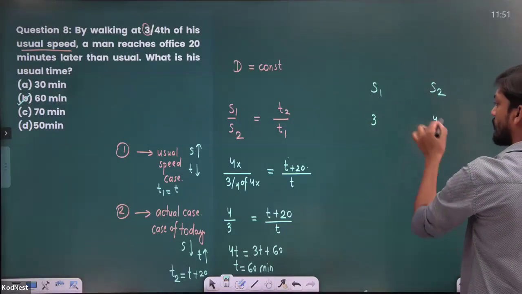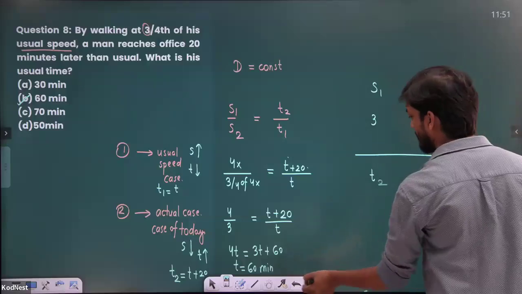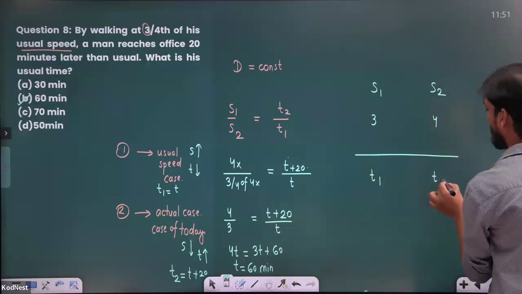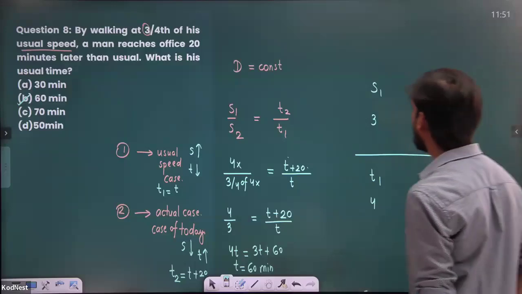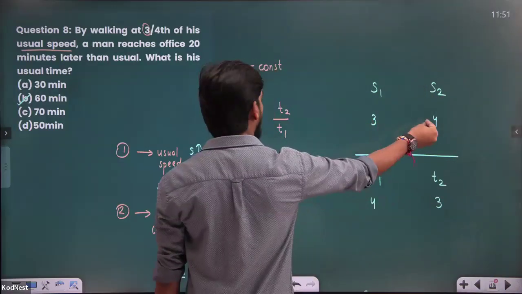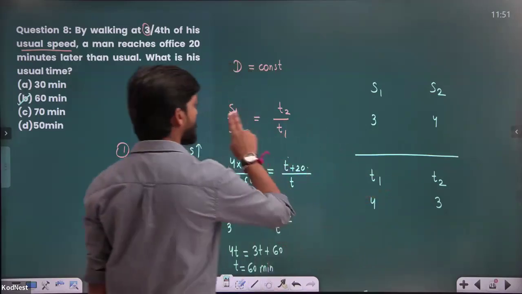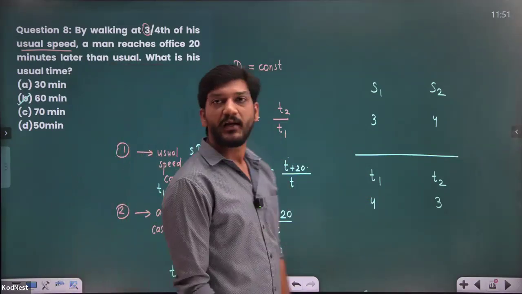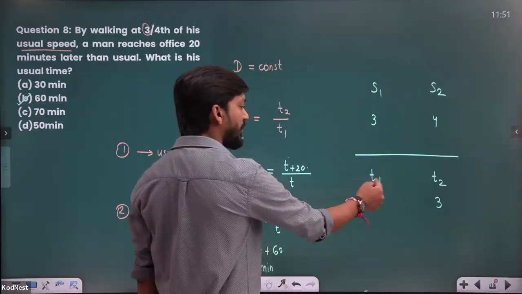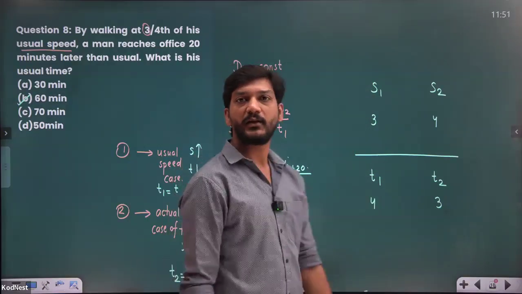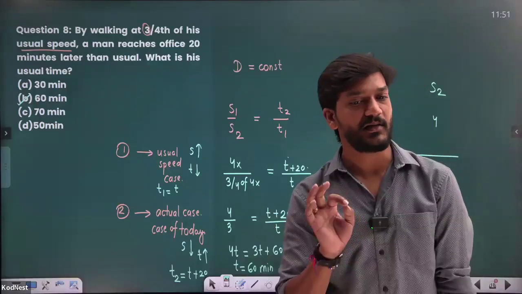Speed is 1 and 2. So time you can say 1 and 2, just opposite, you say 4 and 3. Speed is 3 and 4, directly take 3 and 4. So time will be just opposite because speed and time are opposite. Now, once you see these timings, will you say that one time is 20 minutes more than the usual? Will you say that? Is there a difference of 20 minutes? Just answer that.